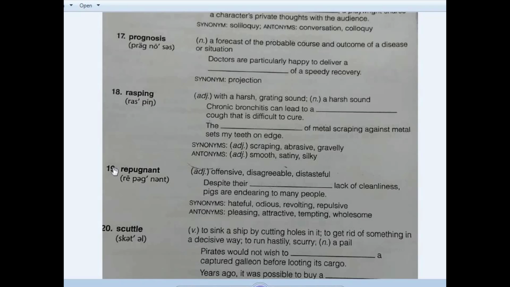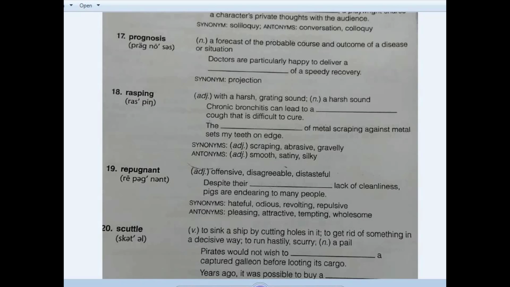Number 19, repugnant. When something is repugnant, this is offensive, disagreeable, distasteful, terrible, very bad. Sentence: despite the repugnant lack of cleanliness, pigs are endearing to many people. Yes, pigs are known to be repugnant, especially in terms of the smell and dirt. But many people in the West particularly like to eat them and deal with them. This is the meaning. Synonym: hateful or repulsive. Antonym: pleasing, attractive, tempting.